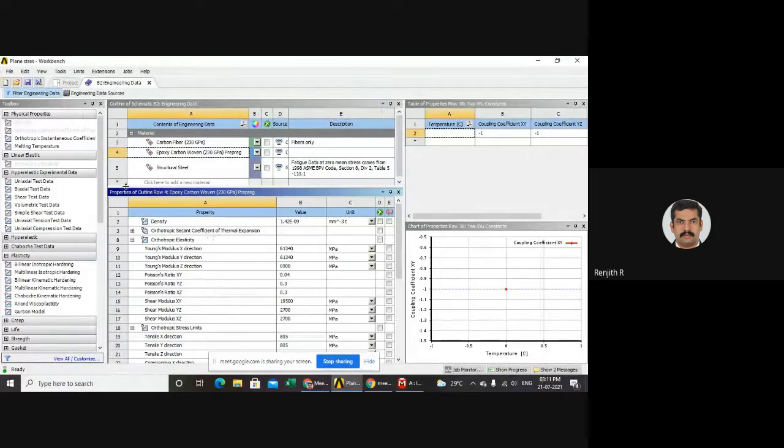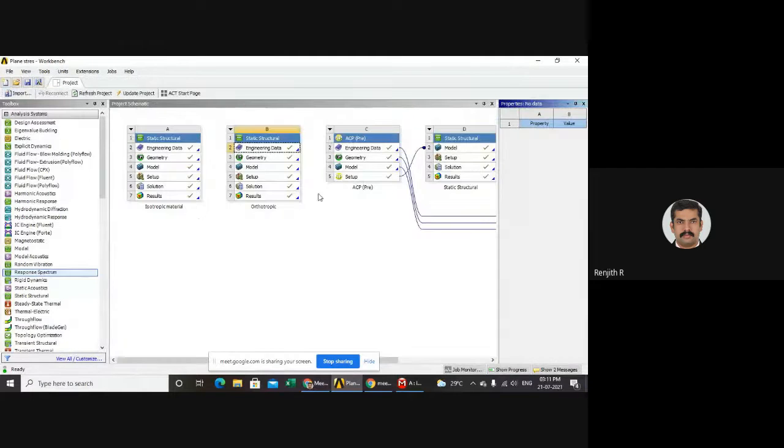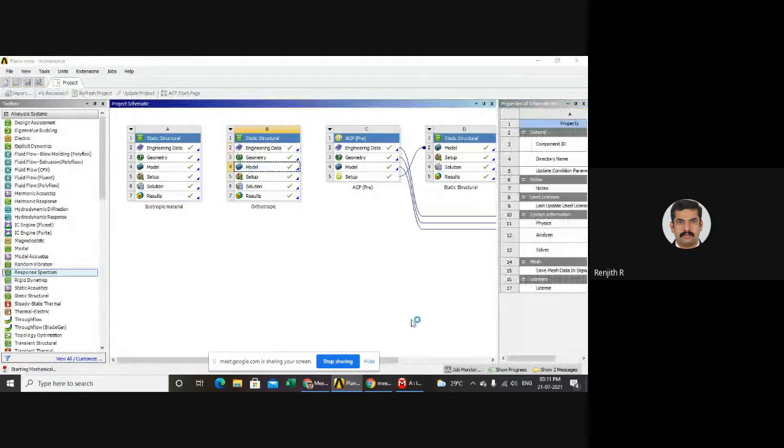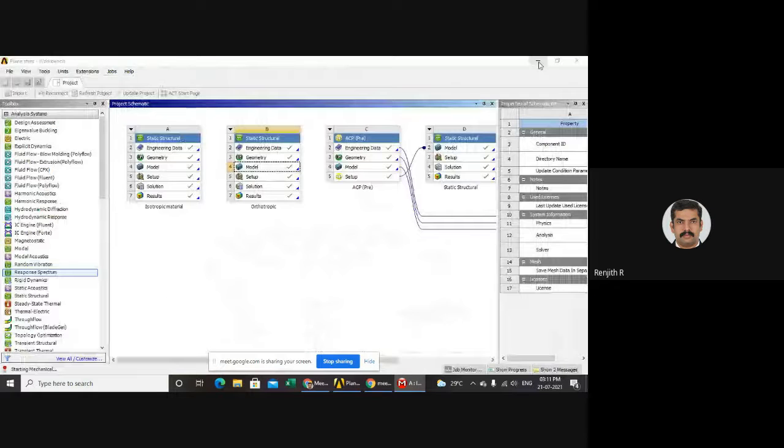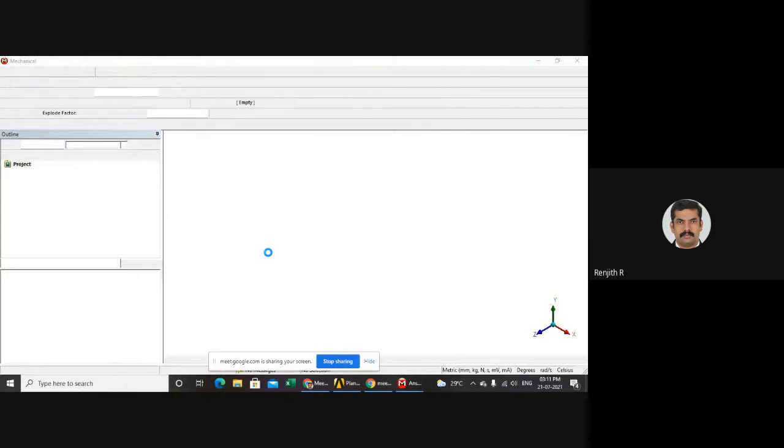Okay. So next one, I also solved that problem. So there will be a difference in results. If you compare the two results, you can see the difference in isotropic and orthotropic material properties. One second. It will take some time to pop up.